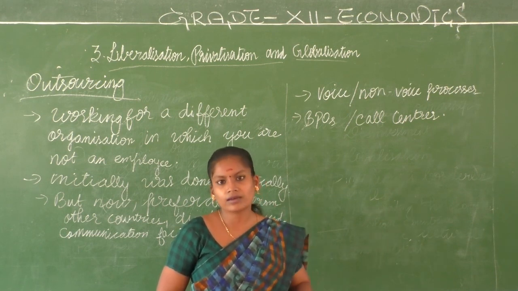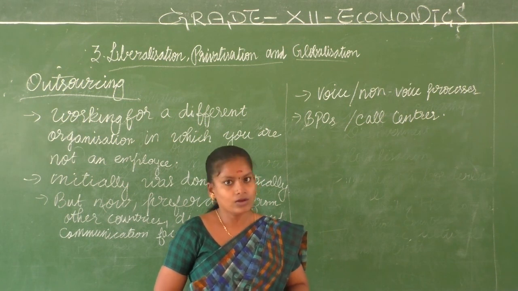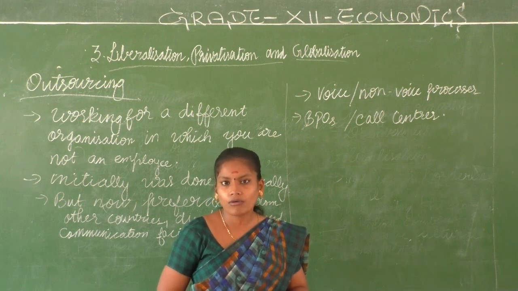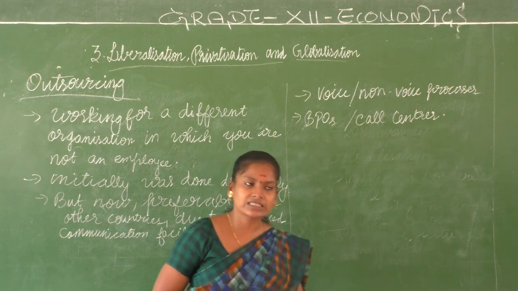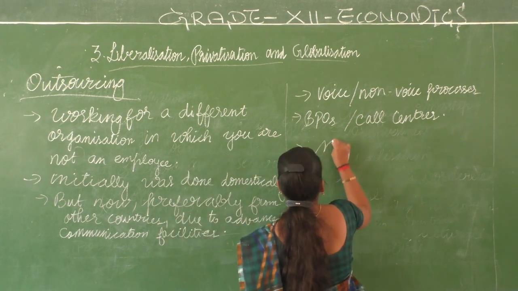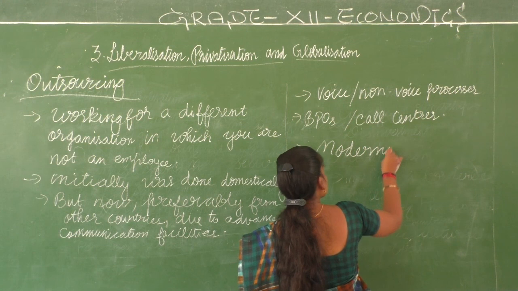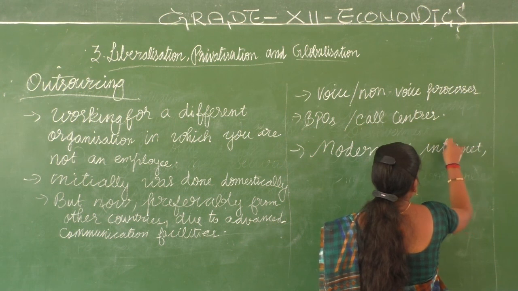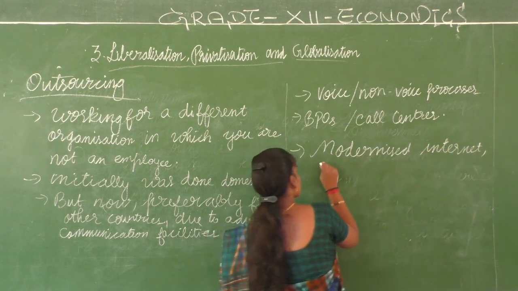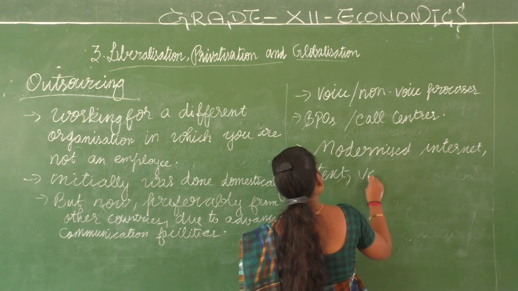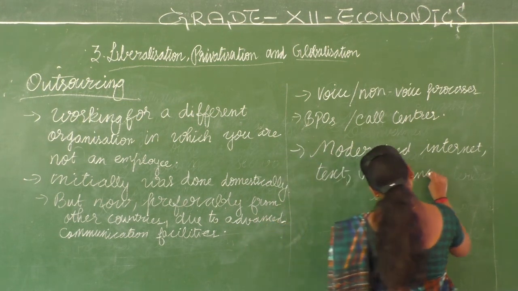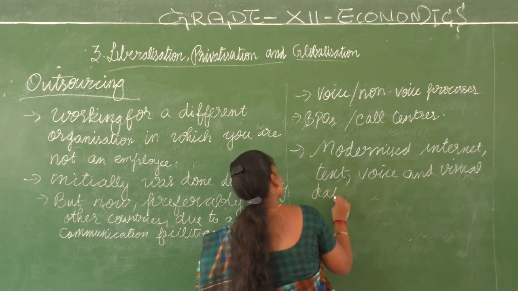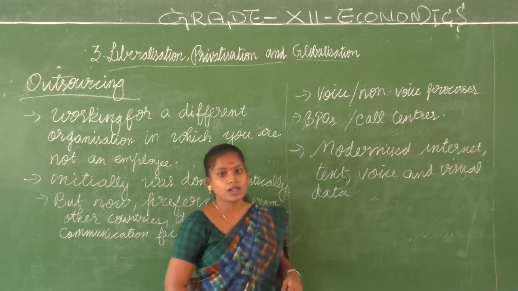இங்க உட்கார்ந்துட்டு அமெரிக்காவுக்கு நம்மளால வேலை செய்ய முடியும். Alright, we can work for an American company or for a British company. How? Using internet, text. So what is helping us? Modernized internet, text, voice and visual data helps us a lot.